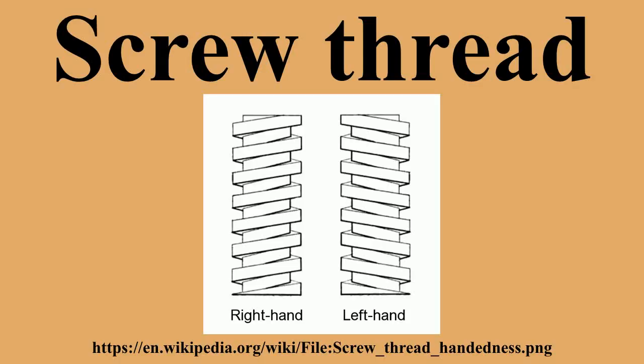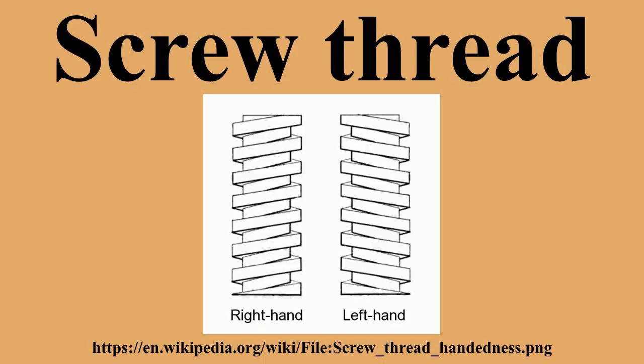Design. Gender. Every matched pair of threads, external and internal, can be described as male and female. For example, a screw has male threads, while its matching hole has female threads. This property is called gender. Handedness. The helix of a thread can twist in two possible directions, which is known as handedness.